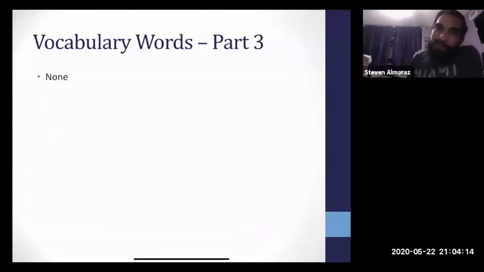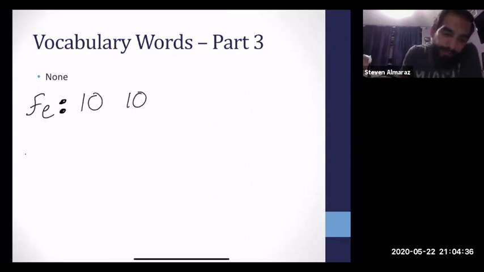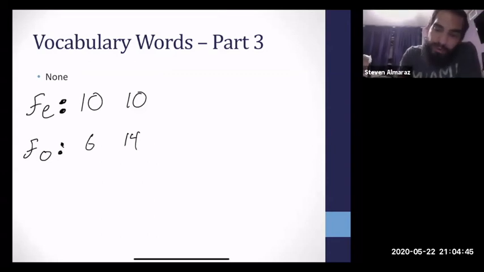But I really want to figure out how many heads and tails we would need in order to say that the coin is not fair. So I'm going to try 6 and 14. Our frequency expected, as always, is 10 and 10. Let's say our frequency observed was 6 and 14. All right, so I'm pushing it just a little bit further.